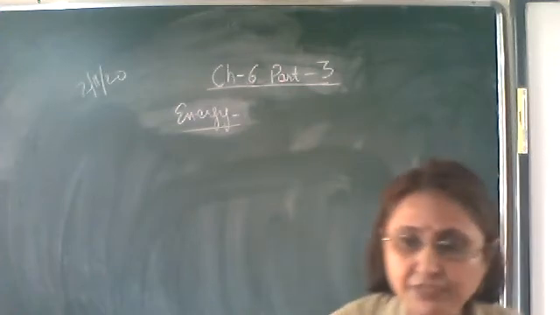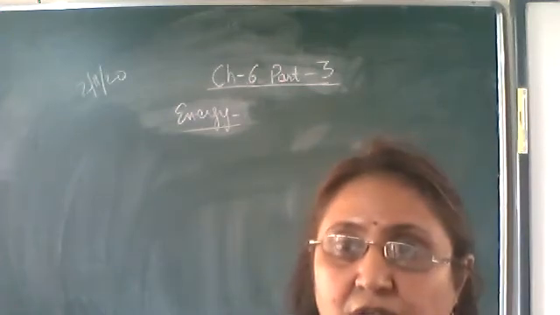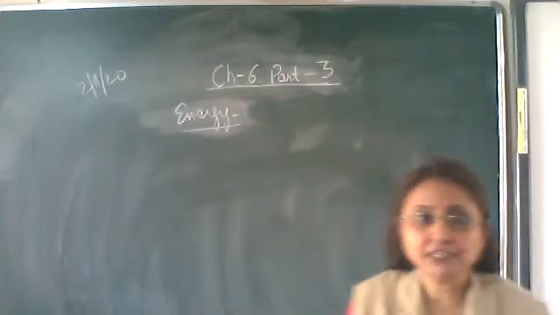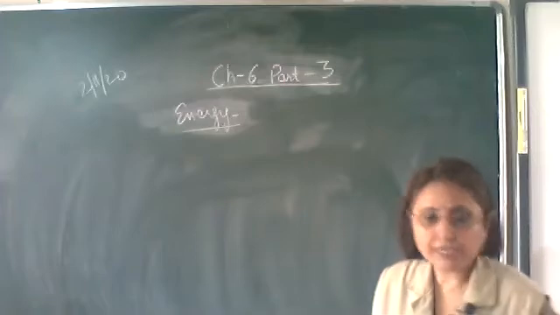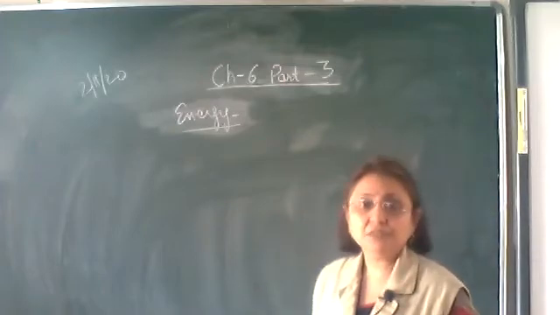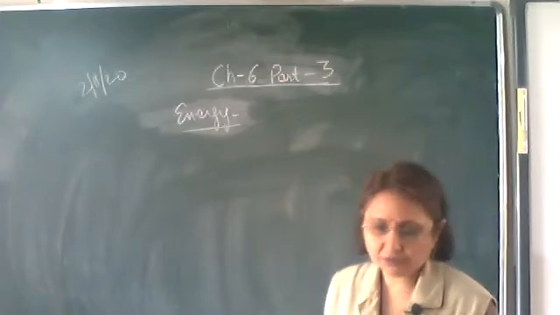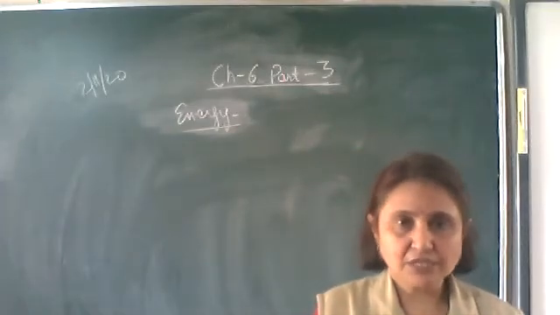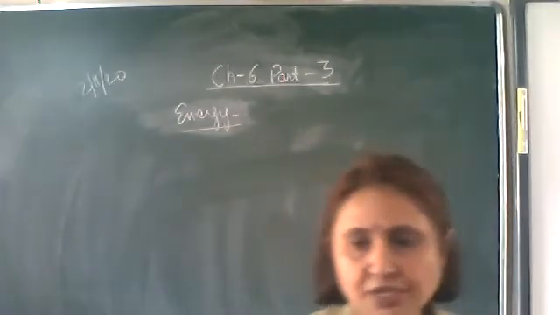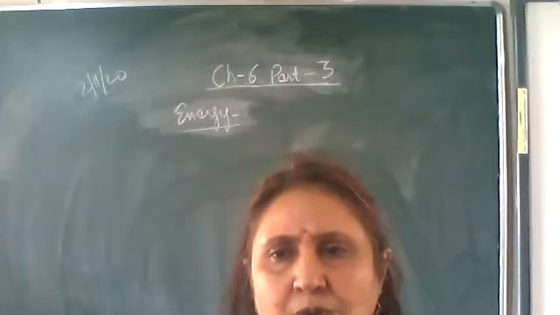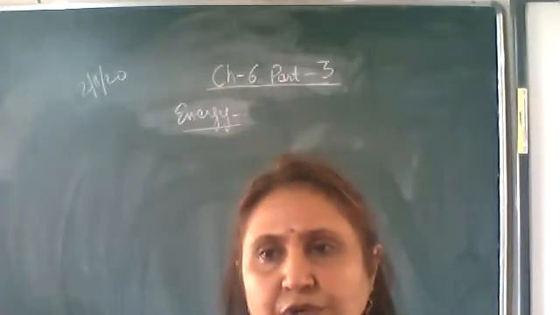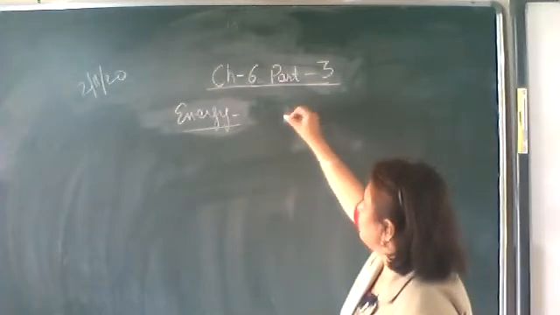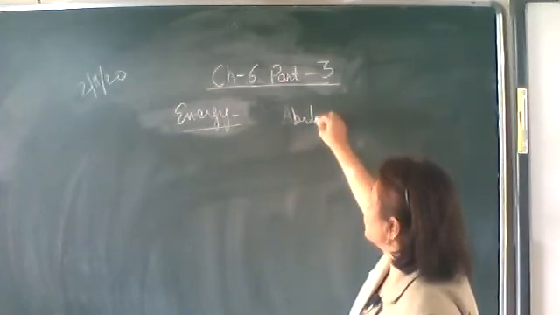Okay, today we'll start with the next topic, energy. Work and power, two topics we have completed. Now the next is energy. Energy is defined as the ability to do work. The capacity to do work is called energy. Energy and work both have the same units. Energy is the ability or capacity to do work.